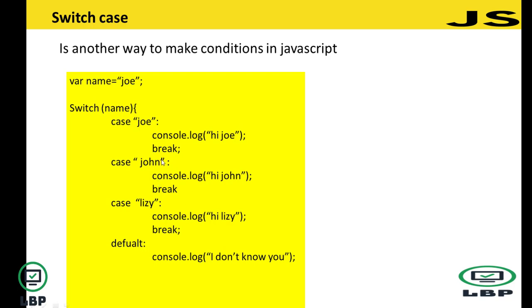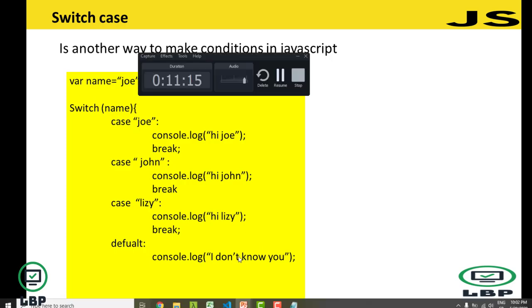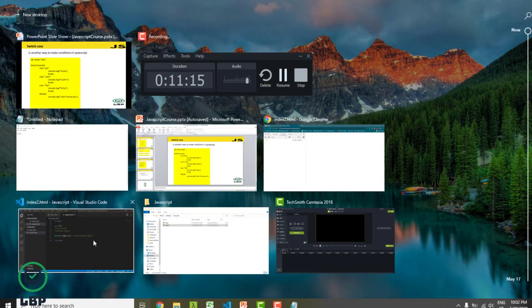Okay, and we will see this word again after we jump into the loops in JavaScript. And this default is just like else, meaning if these three conditions are not realized, I want you to run this code, meaning console log I don't know you. Let's jump into the code and we will make this example.